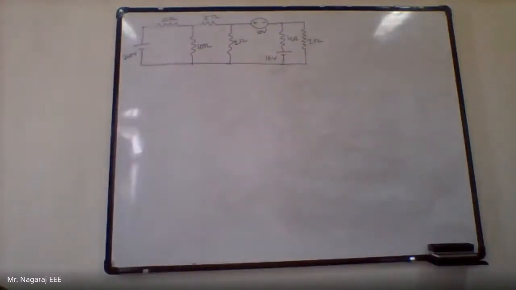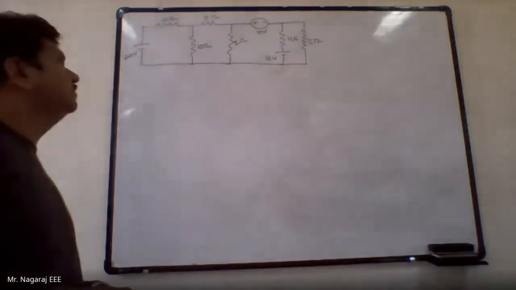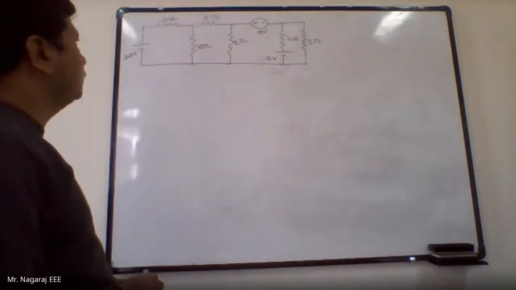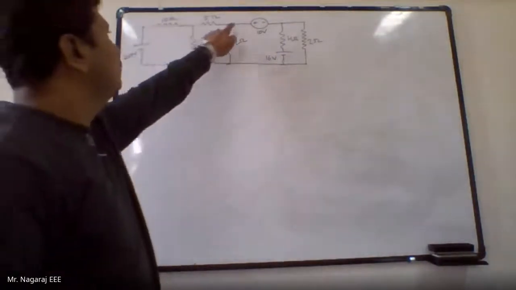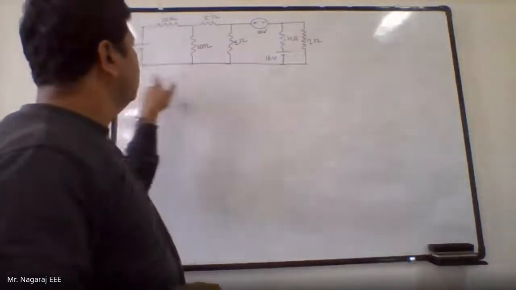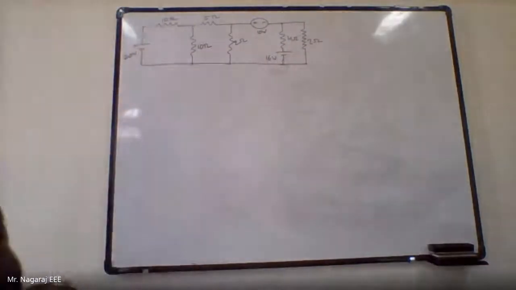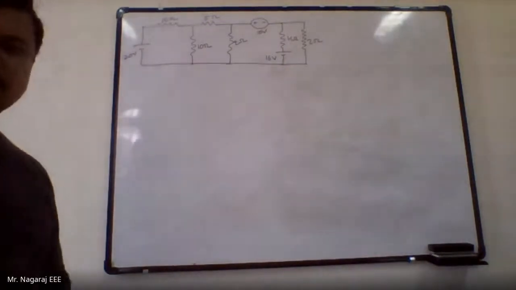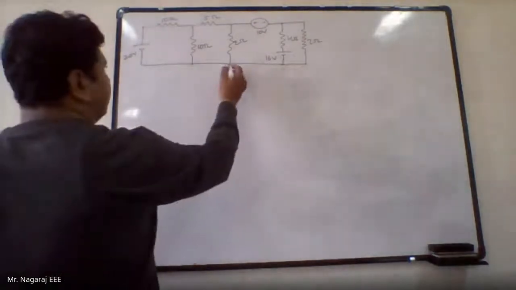Now we have 4 nodes here. 1, 2, 3, and this is the 4th node, the node at the bottom. One node I have to take as reference, so I will take this as the reference node.